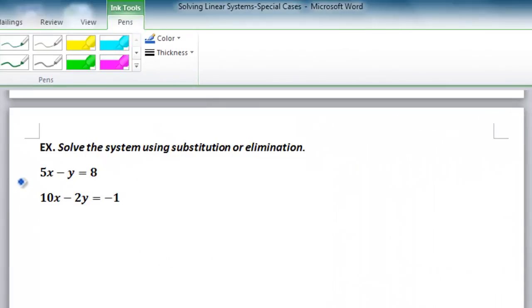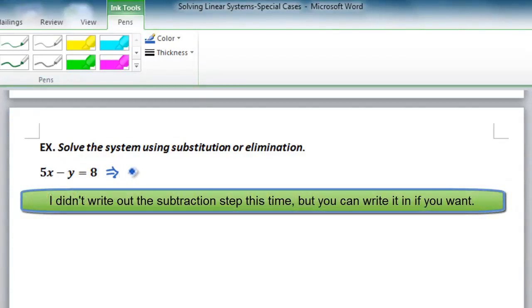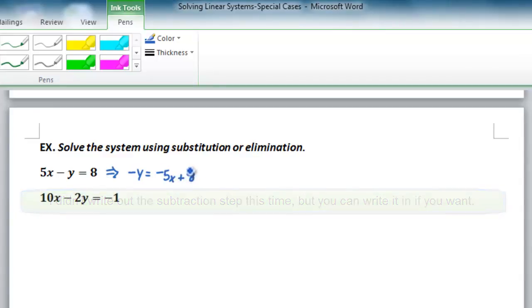These two equations are 5x minus y equals 8 and 10x minus 2y equals -1. Again, we're going to begin solving just as we would for any other system. Looking at these two equations, I want to use substitution, since it looks like it would be easy to get this y all by itself. First, I'll need to subtract the 5x from both sides. That leaves me negative y is equal to negative 5x plus 8.